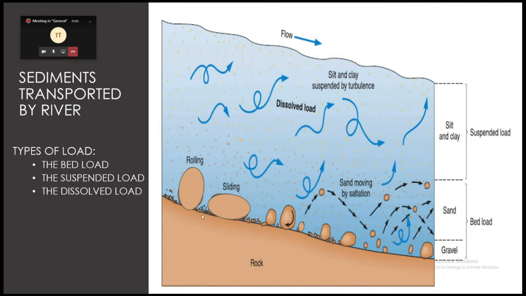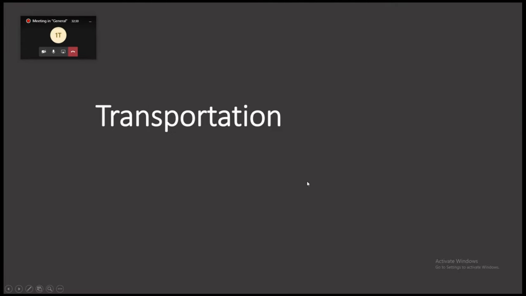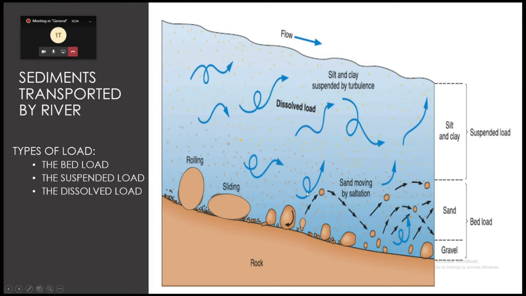What are these three types? Bed load means the river is plucking large sediment, but it is not able to pick it up from the surface. As a result, it will either roll the sediment or the rock, small rock sizes or gravel size particles, or it will slide the material, or, if it is able to, it will make it jump. So these three processes will be happening: rolling, sliding, or jumping. This jumping process we call saltation. So these three are the main processes by which the river transports material.